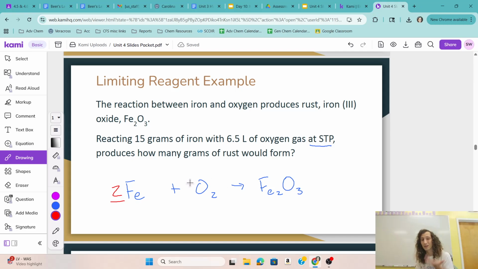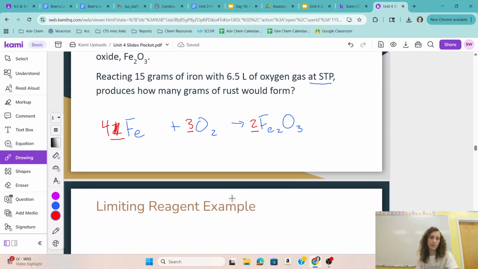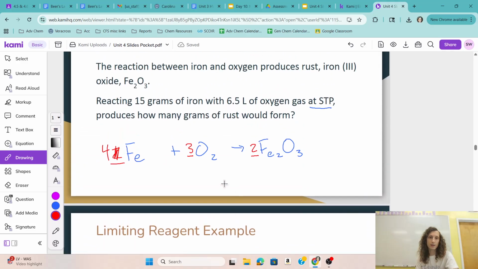So we're going to need to get a common multiple of 2 and 3, which is going to be 6. To get 6 oxygens on the left, I'll put a 3 there. To get 6 on the right, I'll put a 2 here. But then this has made my iron up to 4, so I'll need a coefficient of 4 here. So 4 irons, 3 oxygens, 2 rusts. Okay, now that the equation is balanced, let's map out how we actually want to go about this.